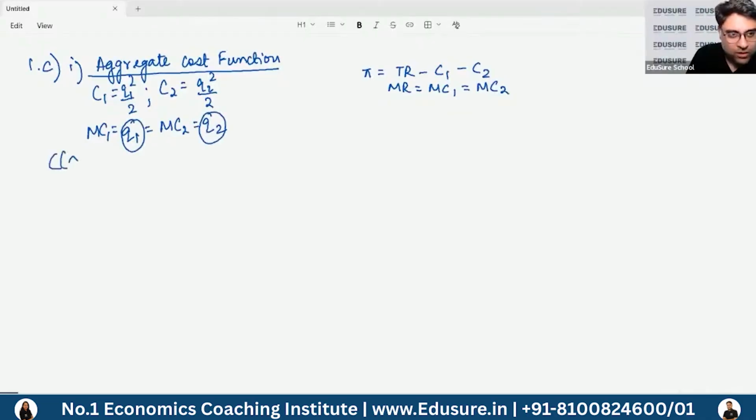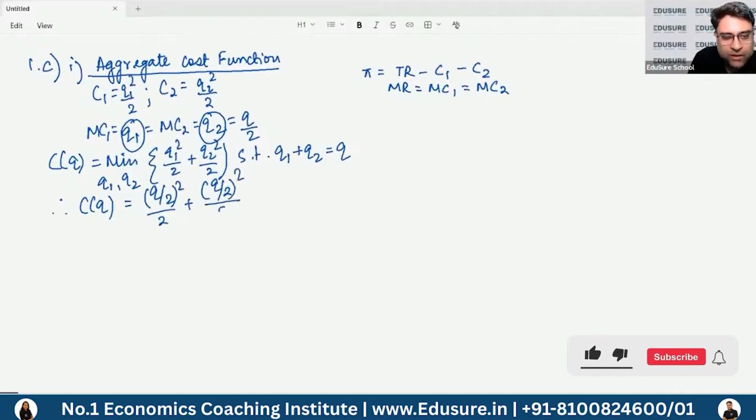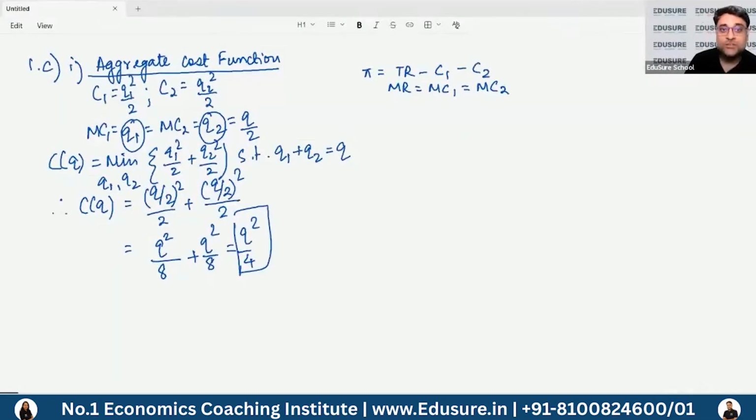Total cost is nothing but minimize for Q1, Q2, Q1 square by 2 plus Q2 square by 2, subject to Q1 plus Q2 is equal to Q. Because MC1 is equal to MC2, Q1 is equal to Q2, you will ultimately get Q1 is equal to Q2 is equal to Q by 2. Therefore, cost is Q by 2 whole square by 2 for Q1, and the same for Q2. So this is Q square by 4 into 2, which is Q square by 8 each, which is basically Q square by 4. The total cost function is basically Q square by 4, right? That's the first part that we had to do.